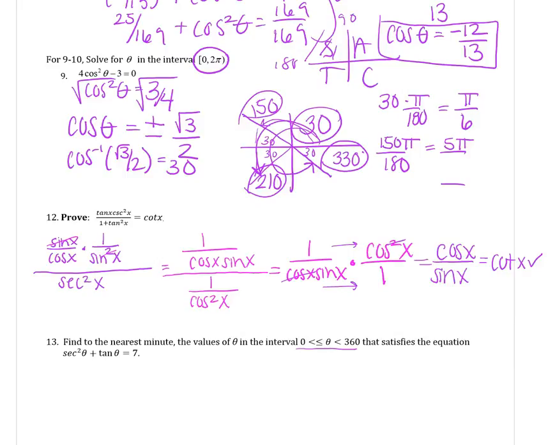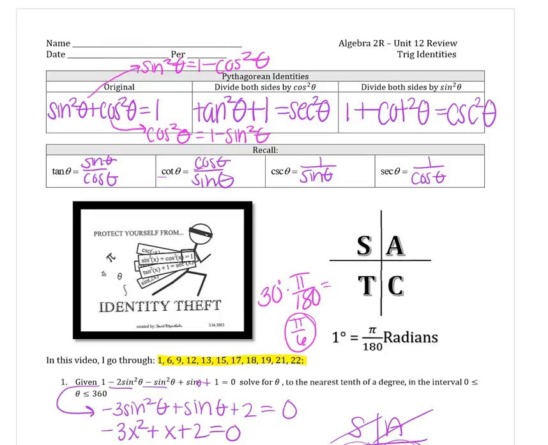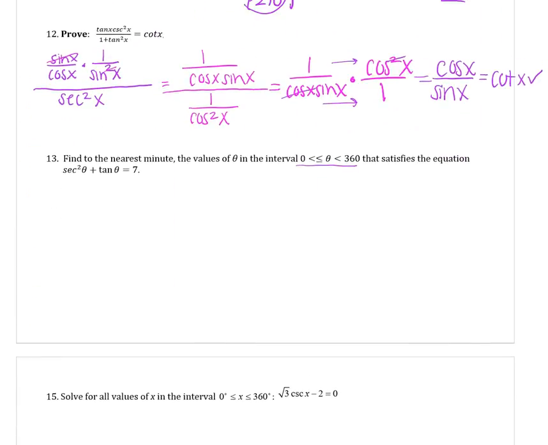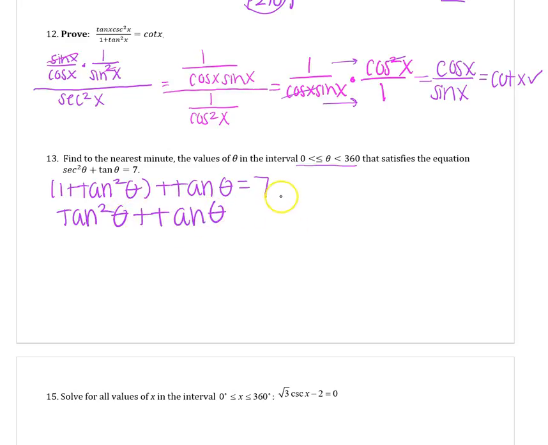So again, if I scroll back up, look at your identities. Secant squared of theta is tangent squared of theta plus 1. So that's what I'll sub back in. So now everything's in terms of tangent. So that's great. Let's rearrange this a little bit. So this would be tangent squared of theta plus tangent of theta, and if I subtract 7, that would be minus 6.